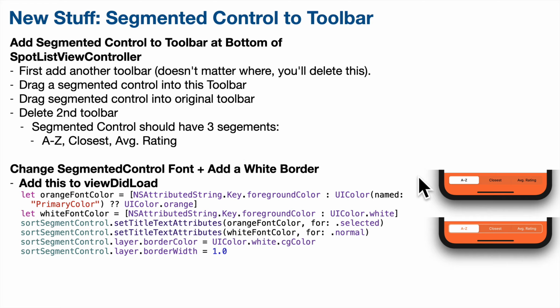Now another set of hoops we'll have to jump through is if we want our segmented control to show the font in orange text color and white text color instead of black text color, which is the default, there's no setting on the storyboard for us to be able to make this change. So we'll have to do it through code. We'll use this little chunk of code that I'm showing you here. This will allow us not only to change the font, but also to put a nice white border around our segmented control. So let's polish this up.